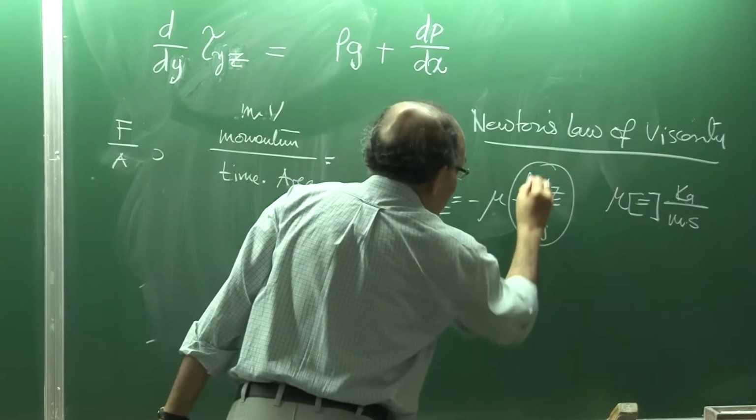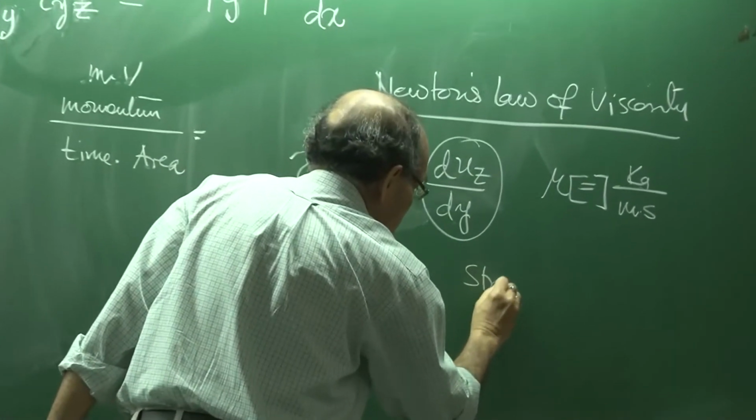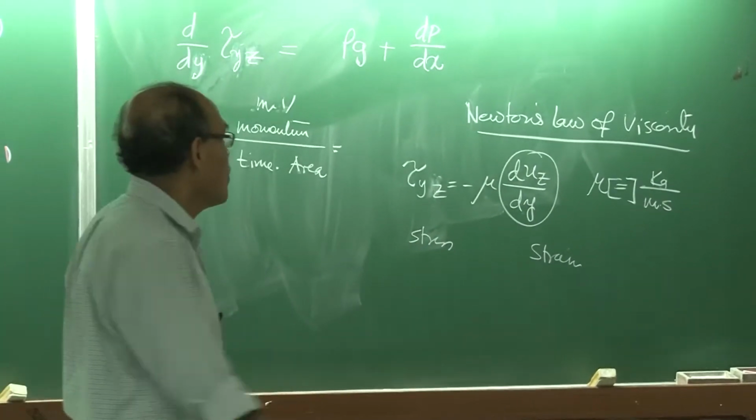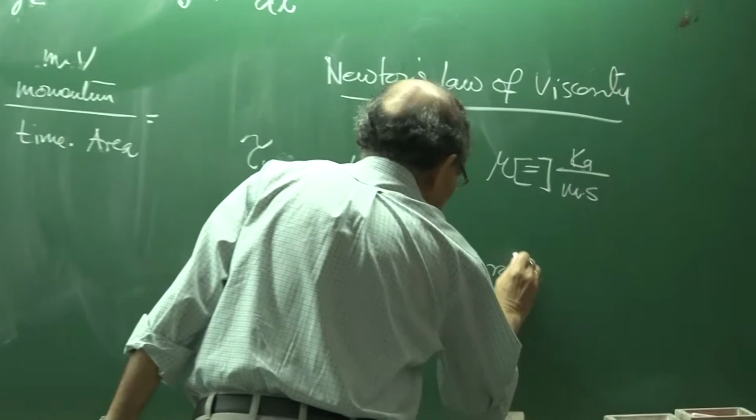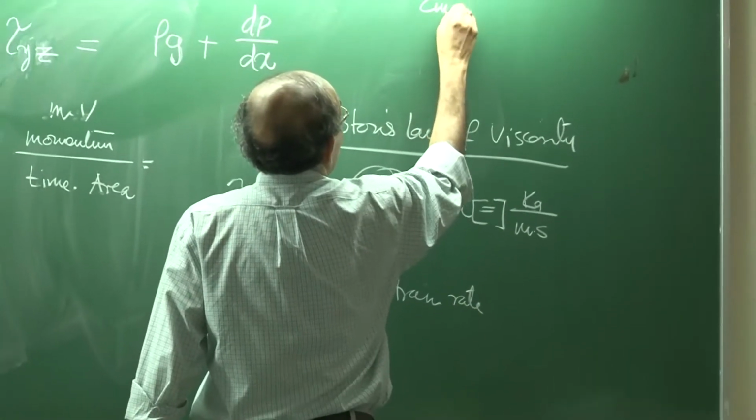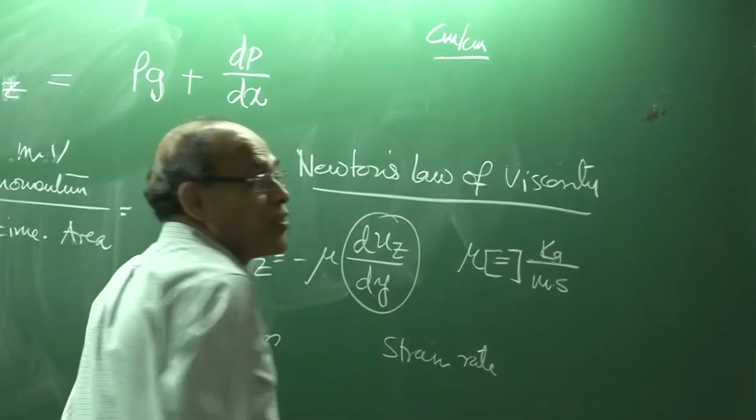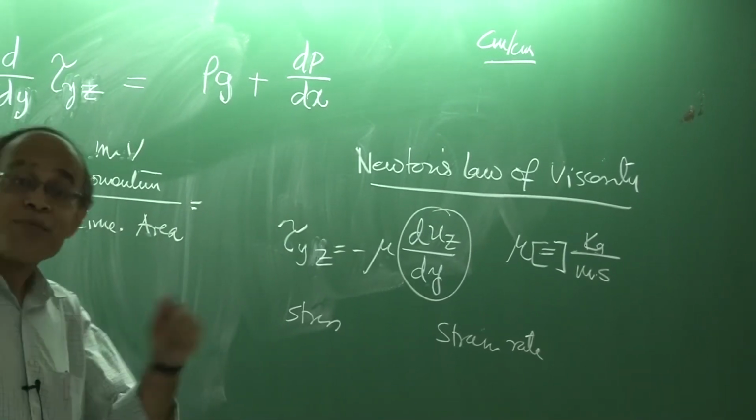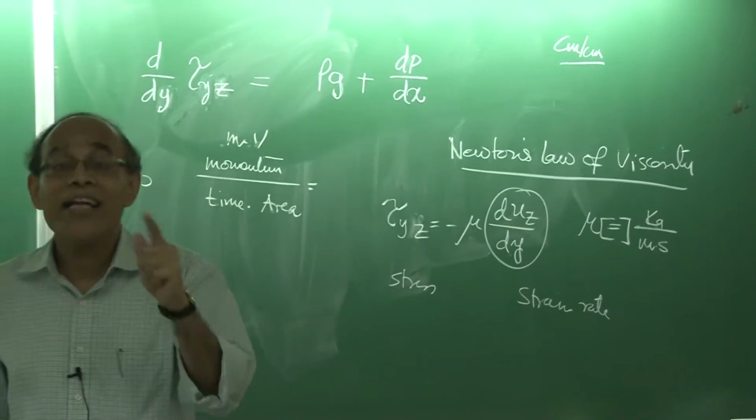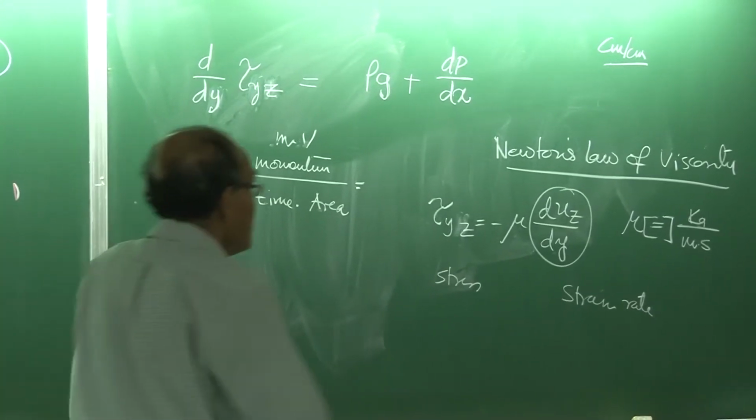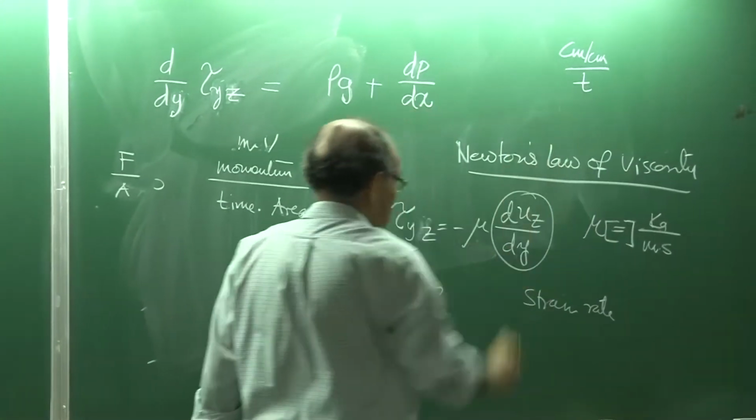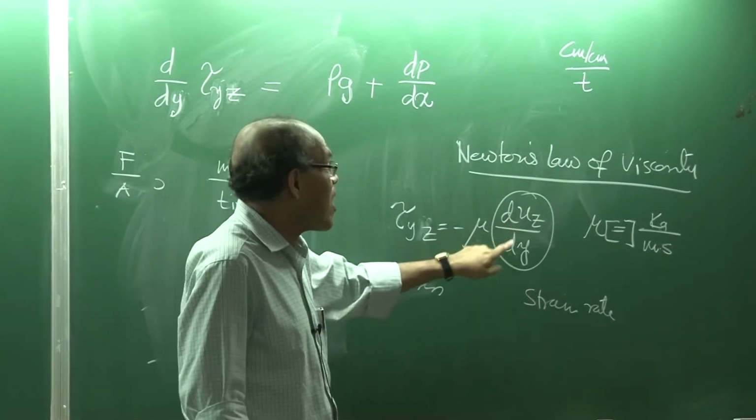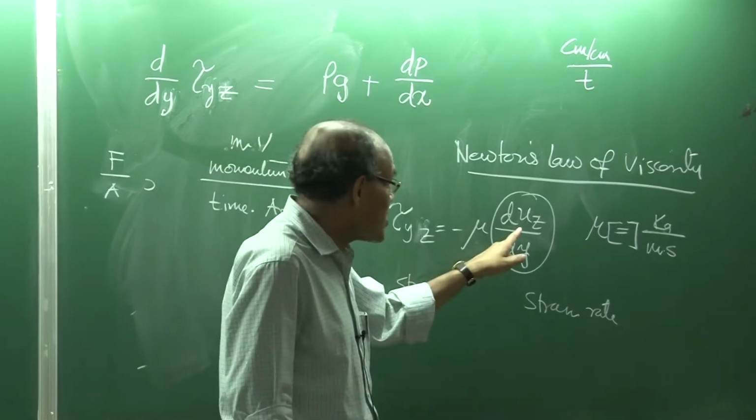Also, this term can be interpreted as strain. What is the dimension of strain? Strain is centimeter per centimeter. Change in length per unit length, that is how we define it. And the rate of strain is change in length per unit time. And here, if you see, this is meters per second, this is meters. So, this is a dimension of 1 by second. So, this basically is strain rate.